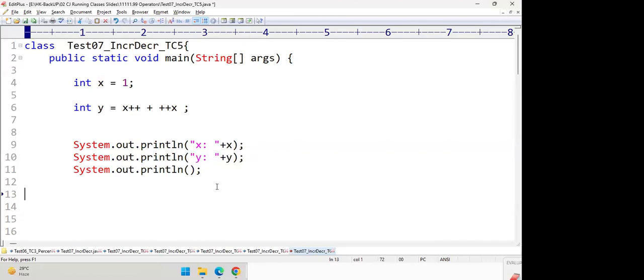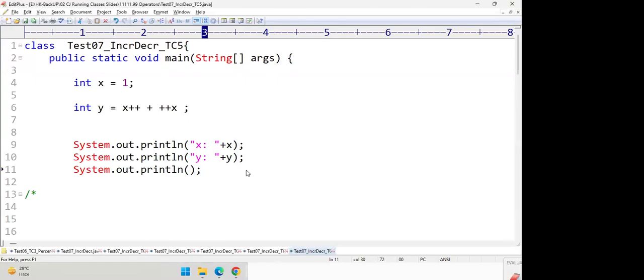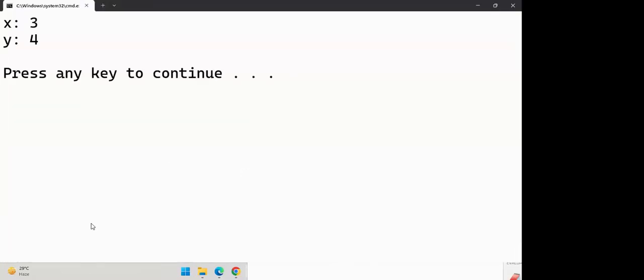Okay, let me see. What is the output? 3, 4. Everyone got it? How many? Raise your hands. 1, 2, 3, 4, 5, 6, 7.